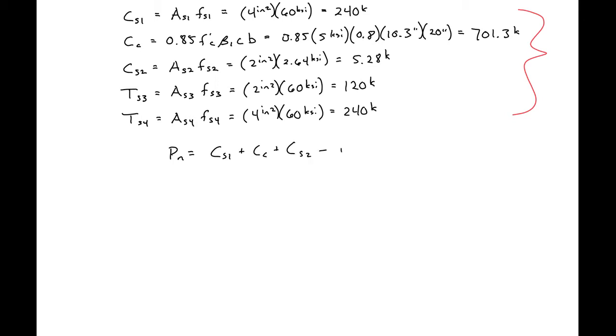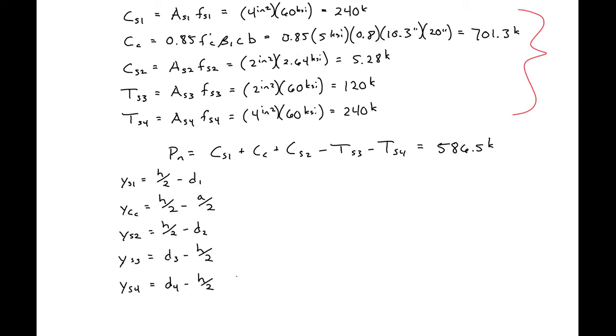And our tension force is negative. And if we do this, we will find our force here to be 586.5 kips compression. Next, we can calculate all of our lever arms.